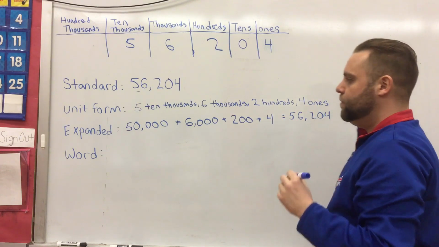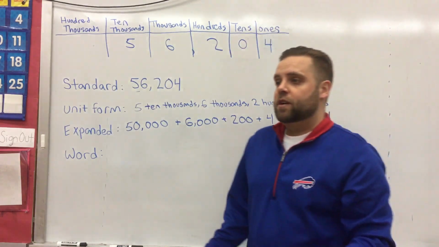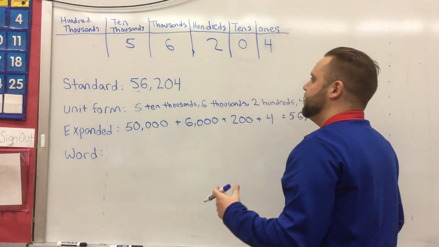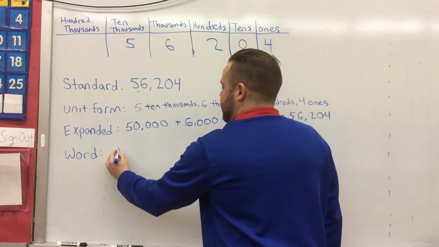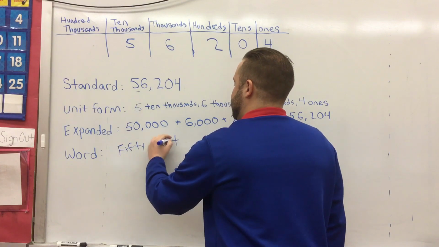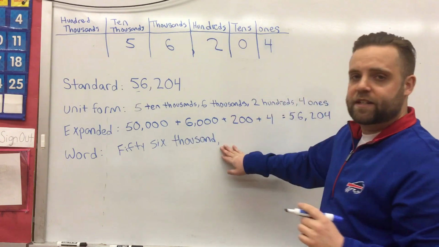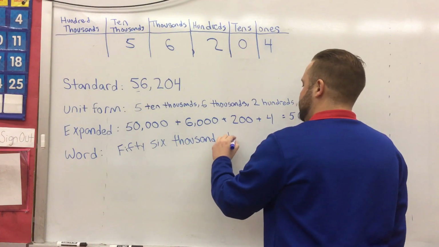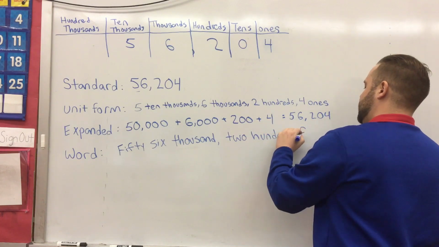56,204. And word form is then exactly what it sounds like, the number written in words. I'd like you to be able to spell the words correctly, but it's not the end of the world as long as I can read it and understand what you're saying. So, you write it just as you would say it. 56,000. And you want to put a comma in the sentence where you would put a comma for the number. So 56,204.